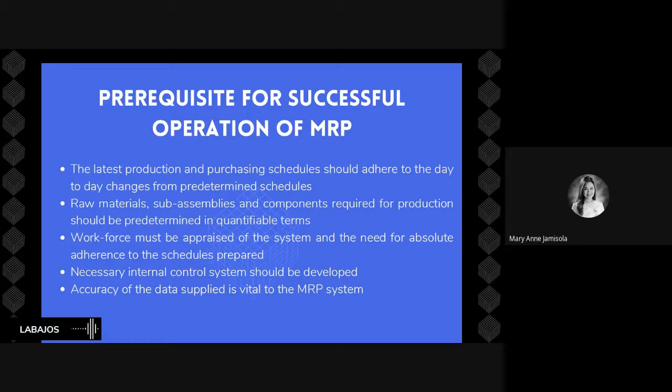And then there is a need that the data supplied in the system are accurate, because again, we go back to the concept that garbage in, garbage out. So if the data that is supplied in the system are inaccurate, then we cannot also rely on the outputs or the reports generated by the MRP system.